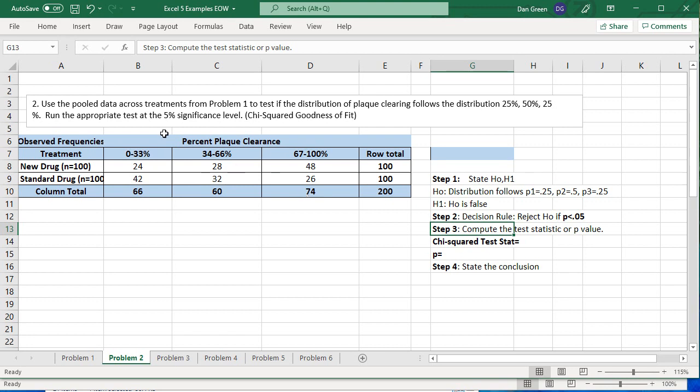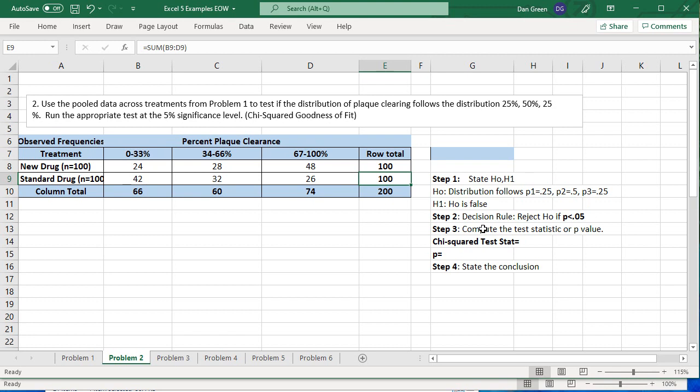So they want us to run the appropriate test at the 5% significance level, and that test is going to be a goodness of fit test here, chi-squared goodness of fit. That's what you use to test against a distribution. So our step 1 is to state the null and alternative hypothesis. The null hypothesis is, by default, we'll assume that the distribution follows P1 is 0.25, P2 0.5, and P3 0.25. H1, the alternative, is that H0 is false. It's always that way for a goodness of fit test. Our decision rule: we're going to reject H0 if P is less than 0.05.